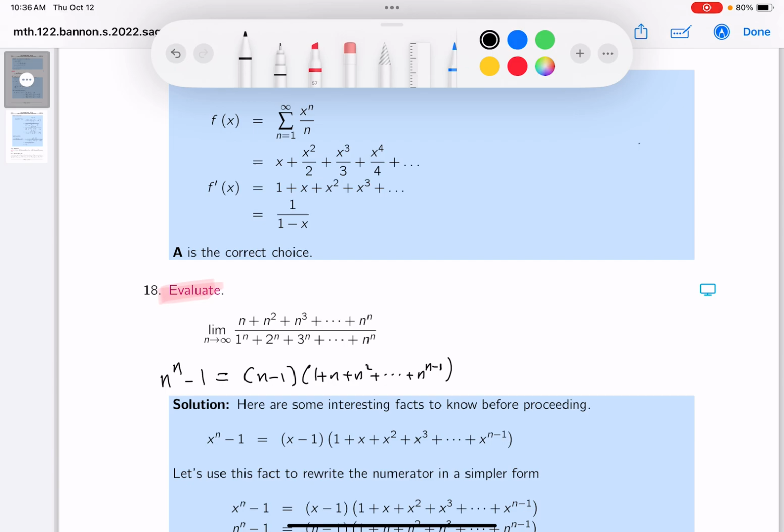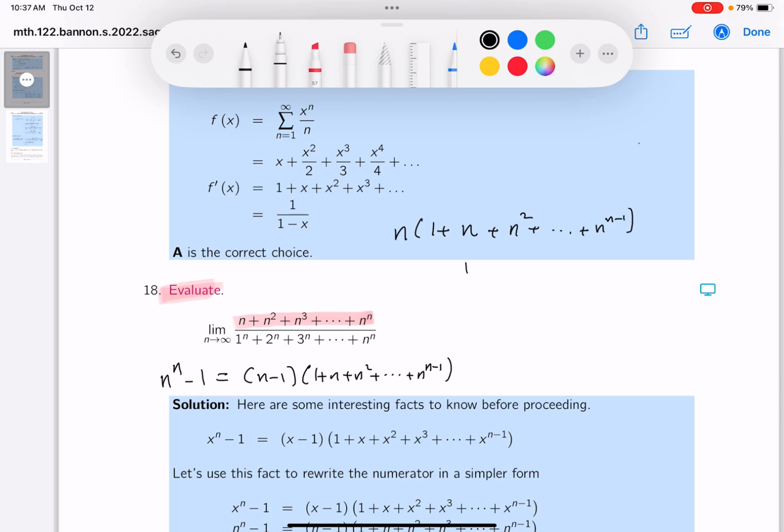As I do it, though, I'm going to, again, write the top down for you. It's n times 1 plus n plus n squared plus yada, yada, yada. This is just the top, so I'm looking at the top. And then if I keep doing that, you eventually get to the last term, which would be n to the n minus 1.